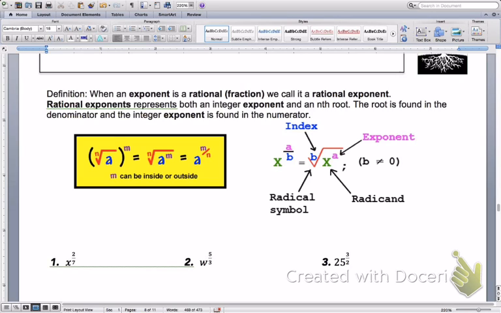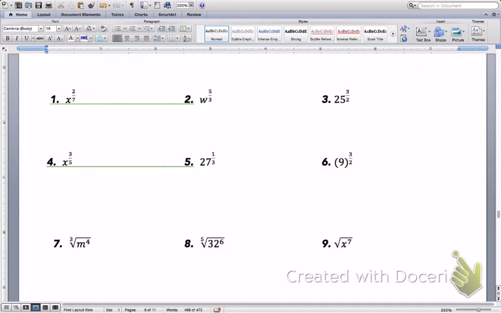That's just the vocabulary on the right side. The B in blue is the index. The A in the green X is the exponent. And we call that the radical symbol, and the radicand is whatever is inside the radical. Notice it says B cannot equal 0 because we don't have a 0 root. Let's go ahead and look at our examples now.